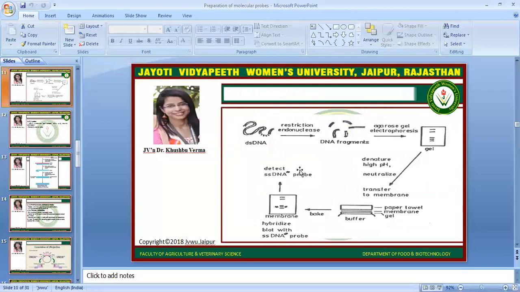Here we can see this is double-stranded DNA. Restriction endonuclease will cut and create DNA fragments. Then we go for agarose gel electrophoresis, and then denature, neutralize, and transfer to the membrane, which will contain the buffer. Here we can see the paper towel, the membrane, and this is the gel. We will go for baking. Then the membrane is hybridized with a single-stranded DNA probe, and the probe is detected by this method.